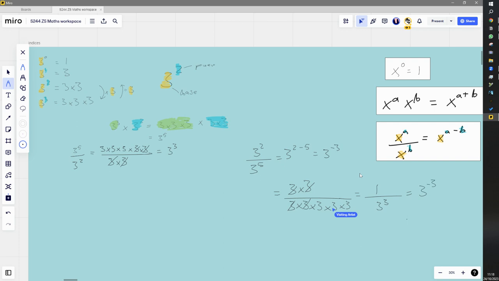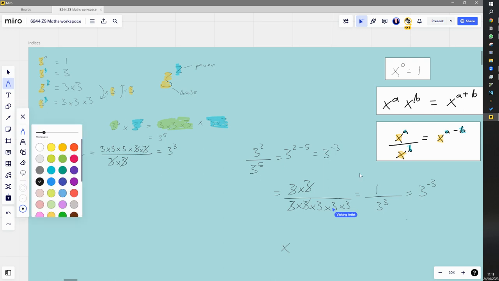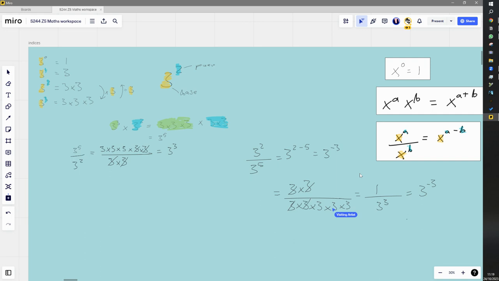So what this is showing is that if I take any number, I still want to make a thicker pen, if I take any number and I raise it to the power of negative a, that's the same as 1 over the same base to the power of a. Okay, that's what this is showing.